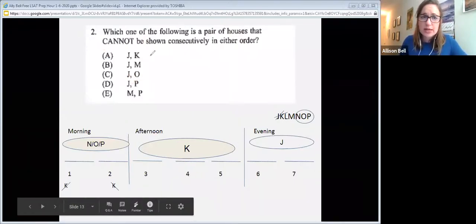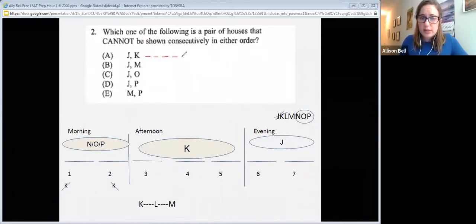So instead, I'm going to create a quick little diagram next to the answer choice that I'm working on. I'm not going to make them all right away, but I'm just going to make one like this. This is what I would actually do on test day. And I'm going to say, okay, J and K. I'm trying to prove a counterexample that they can be shown consecutively. I know that K has to be afternoon and J has to be evening. So the only way for this to work is for me to put K here and J here.